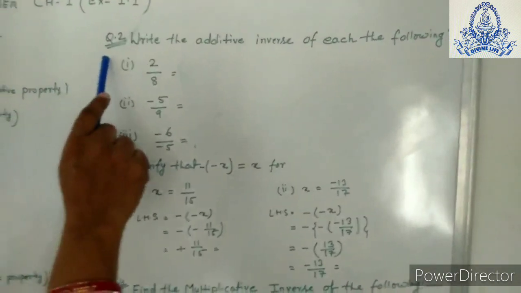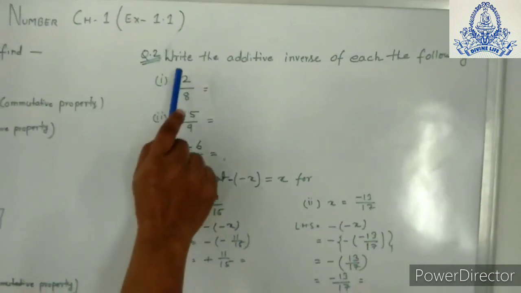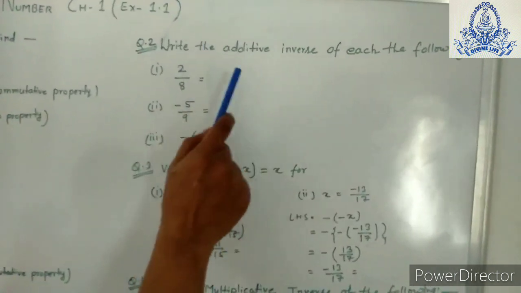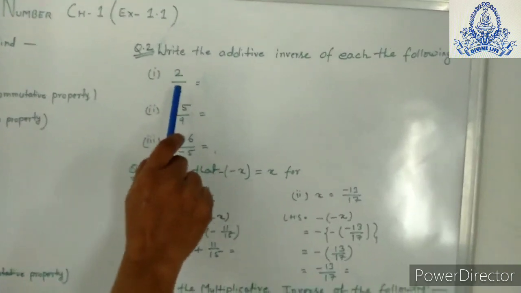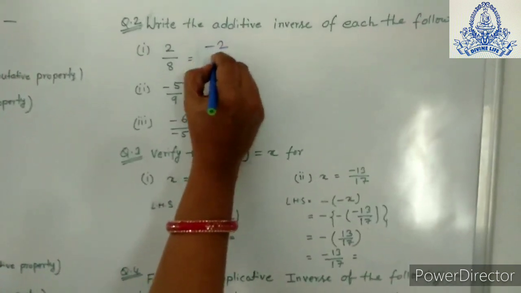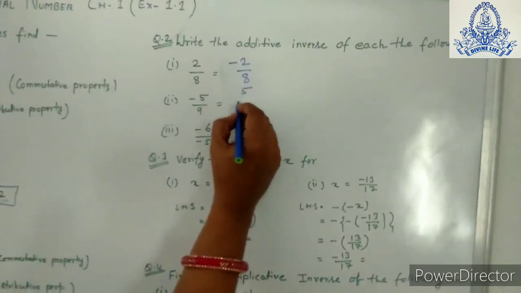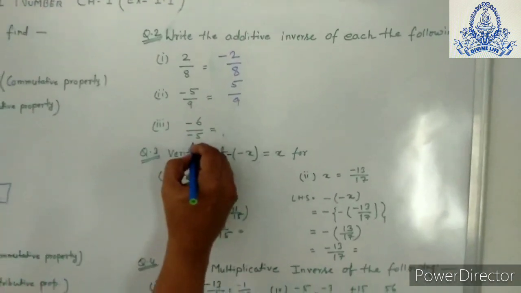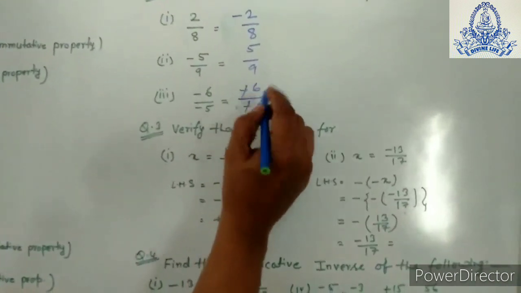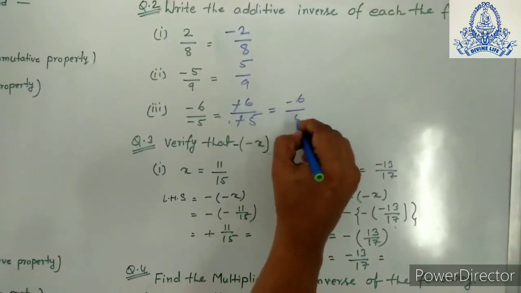In question number 2, write the additive inverse of each of the following. In number 1, the rational number 2 upon 8, which is written in negative, that means a rational number changes its sign in the additive inverse: minus 2 upon 8. Second number, minus 5 upon 9, and minus 6 upon minus 5, where minus minus cancel, it becomes positive, so we will change it into a negative sign.